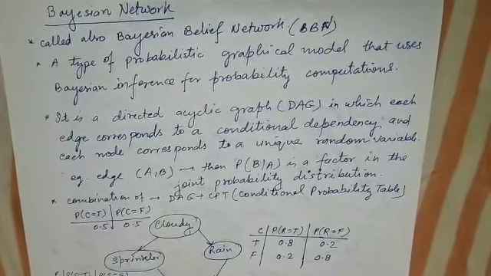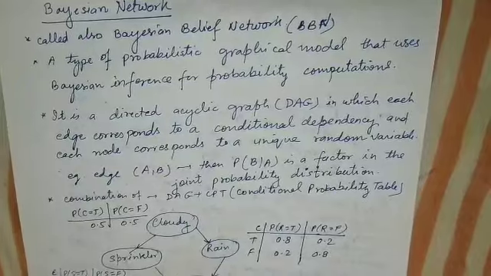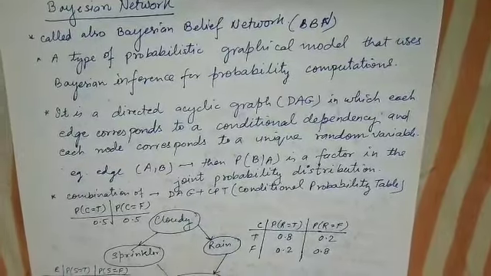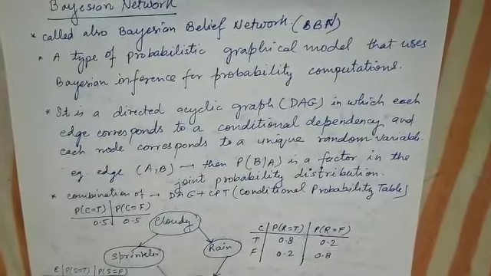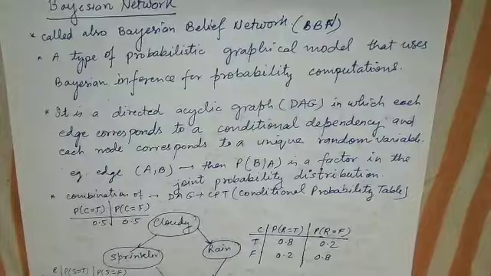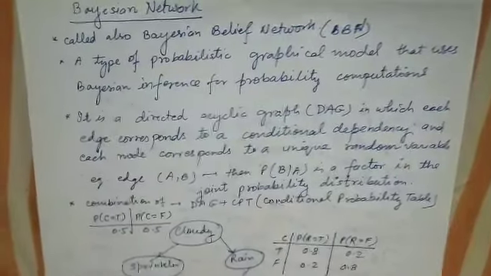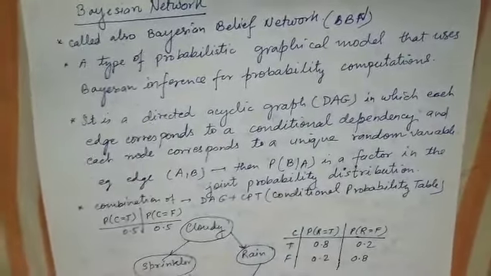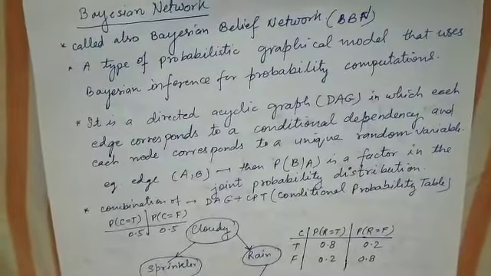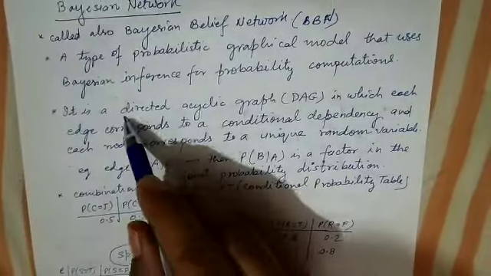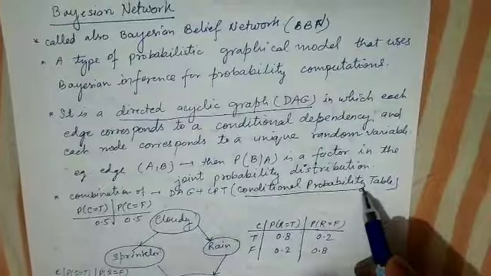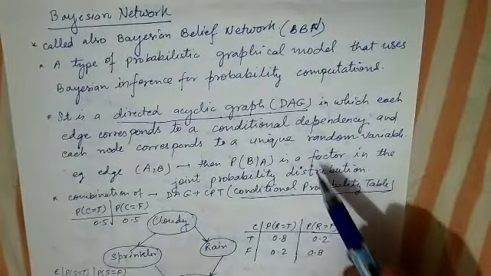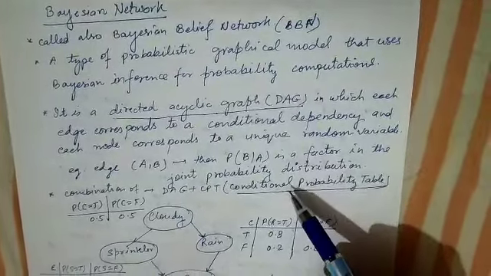Now today we will discuss the Bayesian network. We have already discussed Bayes' theorem, where we find the conditional probability. Here also, the Bayesian network is a combination of two components. The first component is the directed acyclic graph, and the second component is the conditional probability table. These two things are utilized in the Bayesian network.